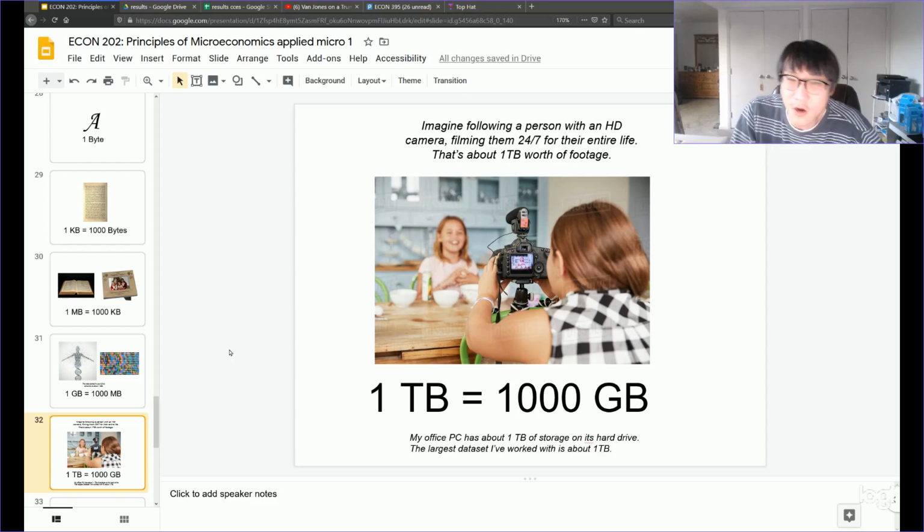How much is a terabyte? Imagine taking an HD webcam and following a person around, filming them 24/7 for their entire life. The resulting footage, once it's compressed, is going to be about 1 terabyte.